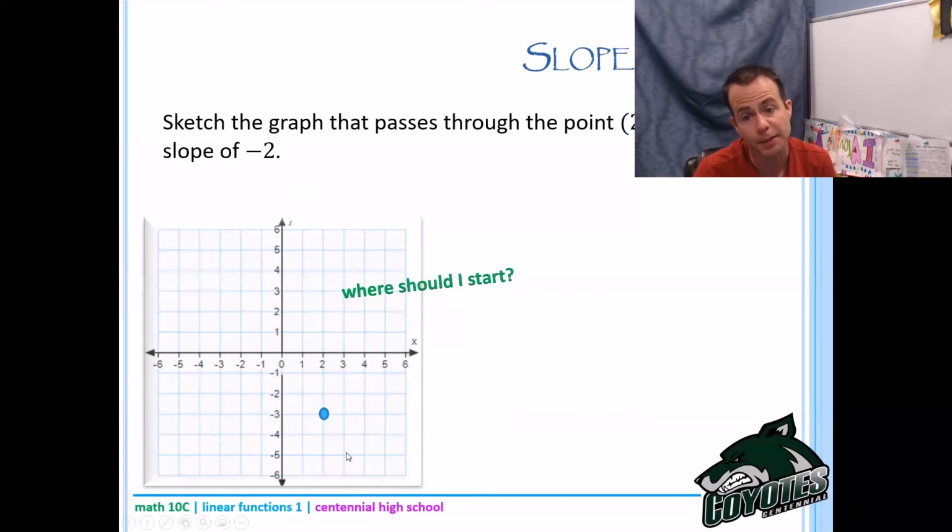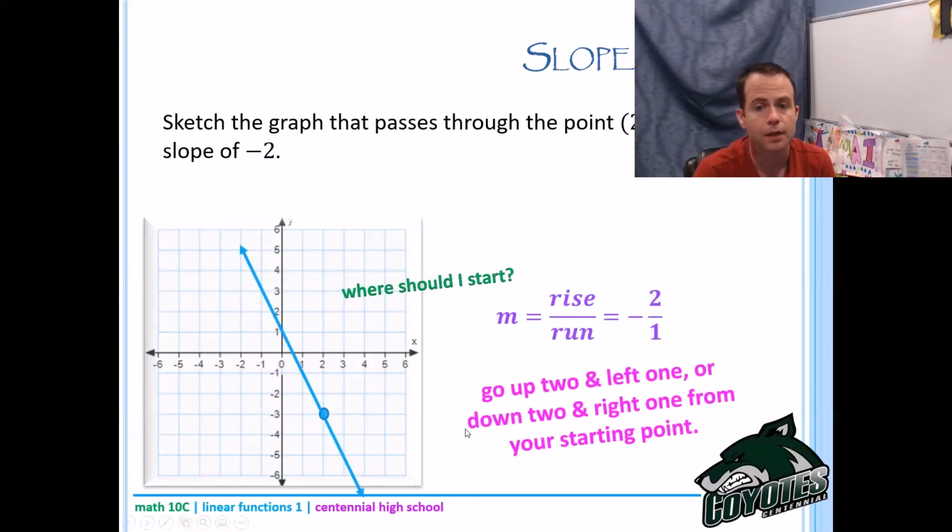Okay, and if I did that for both of those points, I want you to see that those 3 points would connect in a line. Okay, and then the line would look like this. So see, I went up 2, back 1, or I went down 2, right 1, and they both end up back on this line. Okay.